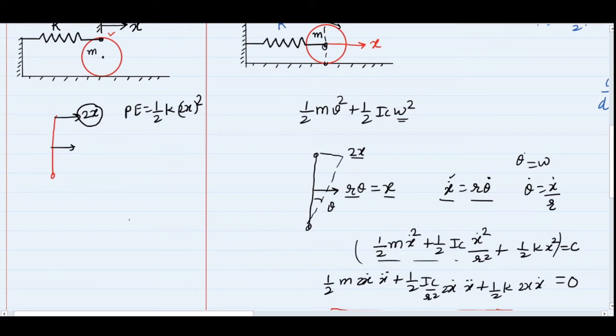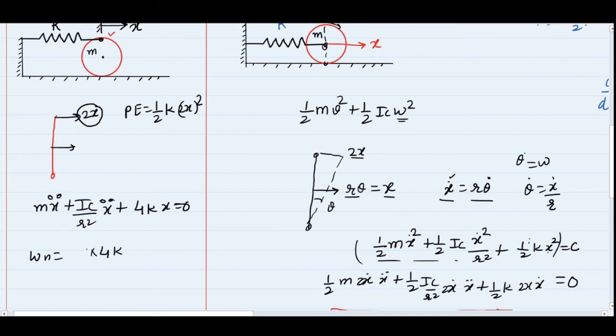So when I write my equation, the only difference is that this x will become 2x, so 1 by 4 will come here. The final expression will become m x double dot plus Ic by r square x double dot plus 4kx is equal to 0, and your natural frequency will become what?